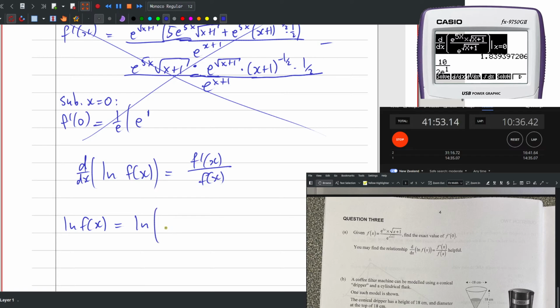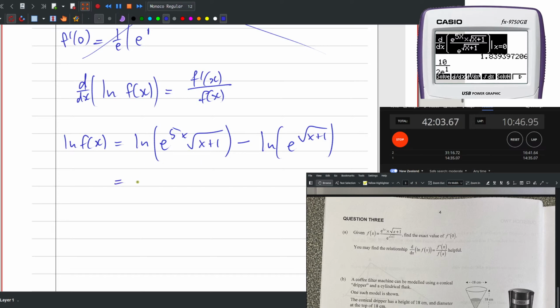ln of e to the 5x square root of x plus 1 minus ln of e to the square root of x plus 1, which is just, yeah, at the end of the day, you still have to take the derivative of ln of square root of x plus 1 though. Maybe it's not that bad, but oh wait, actually no, you just use the hint. Wait, that's actually big brain.